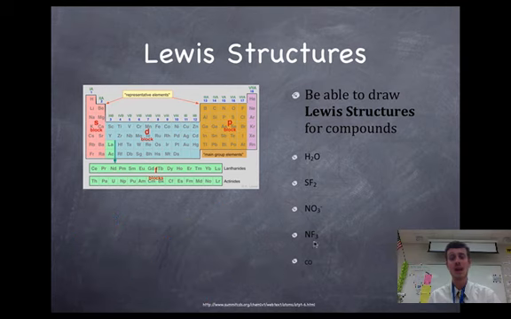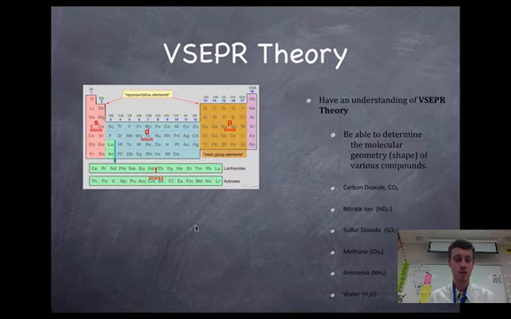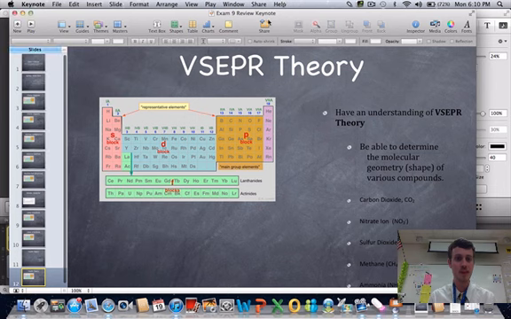Now this is the last thing that you really have to know for the test. It's valence shell electron pair repulsion theory, which I'm just going to say as VSEPR. Basically, you need to know the bond angles for linear, trigonal planar, bent, and tetrahedral shapes. Let me go back to that slide real quick.